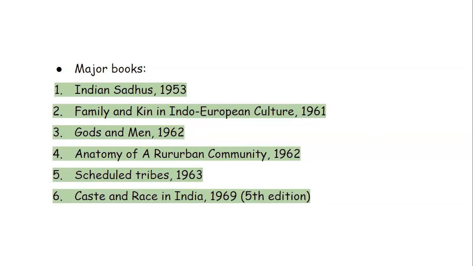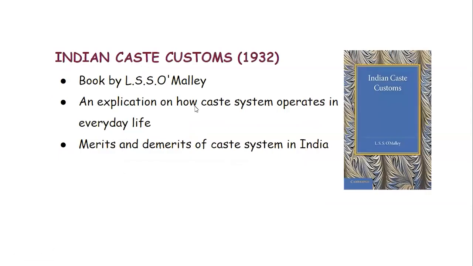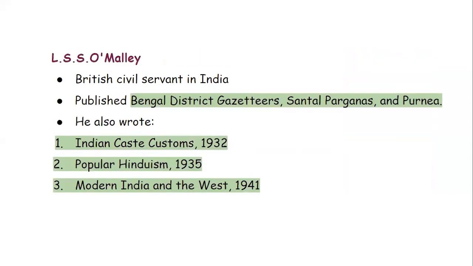Now let's move on to the next option, which was Indian Caste Customs. This is a book by L.S.S. O'Malley. It was first published in 1932, and it is an explication on how the caste system operates in everyday life. It also discussed the merits and demerits of the caste system in India. L.S.S. O'Malley might be a new name to some of you.